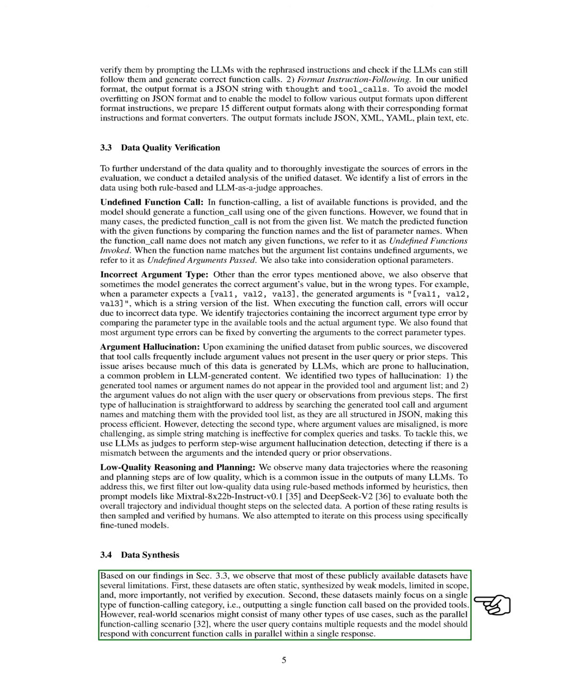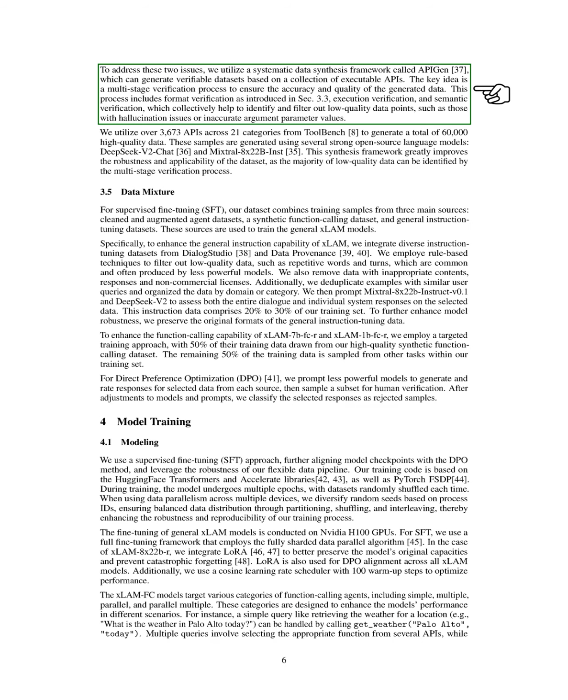single response. To tackle these issues, we employ a systematic data synthesis framework called API-Gen, which generates verifiable datasets from a collection of executable APIs. The core idea involves a multi-stage verification process to ensure the generated data's accuracy and quality. This includes format verification, execution verification, and semantic verification, which help us filter out low-quality data, such as those with hallucination problems or incorrect argument values.